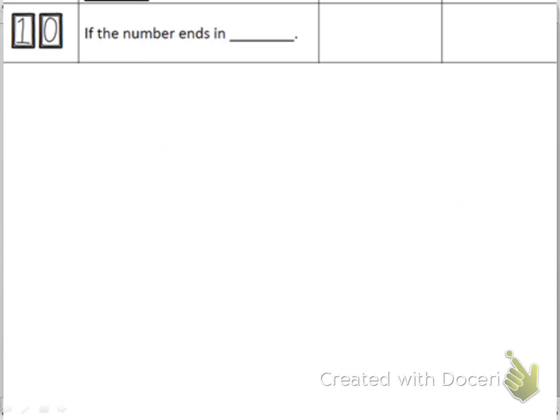All right, time for our last one. A number is divisible by 10 if it ends in a 0. It's another great one, a 0. So, for example, 1,470 is divisible by 10. However, 1,471 is not divisible by 10 because it doesn't end in a 0.